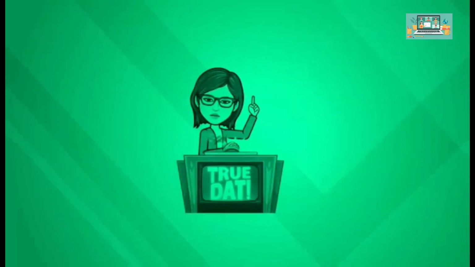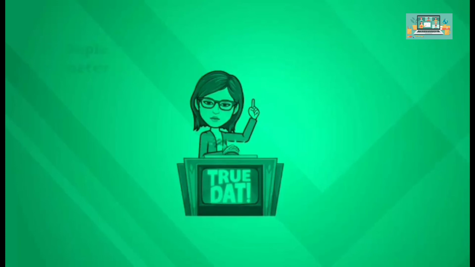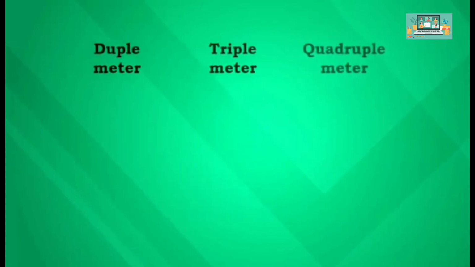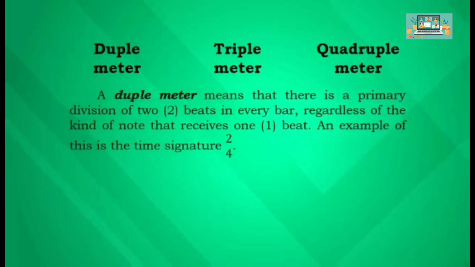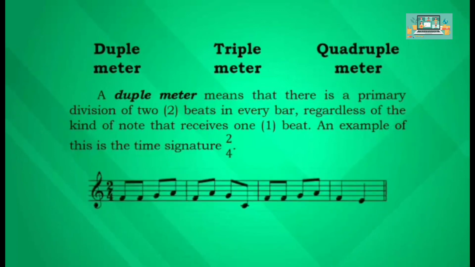Meters in musical scores, whether simple or compound, can be duple, triple, or quadruple. A duple meter means that there is a primary division of two beats in every bar, regardless of the kind of note that receives one beat. An example of this is the time signature 2/4.